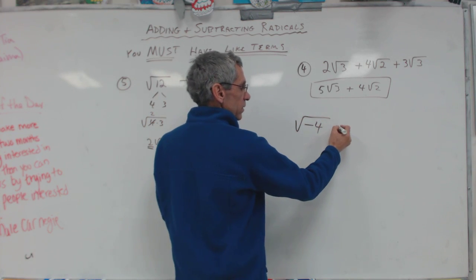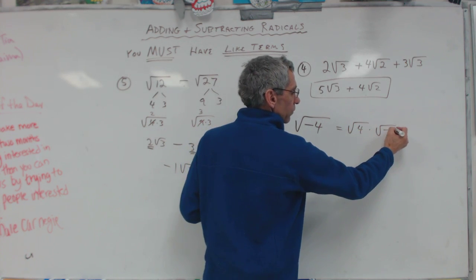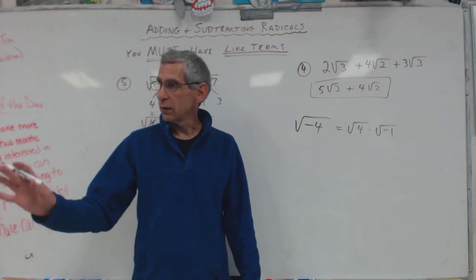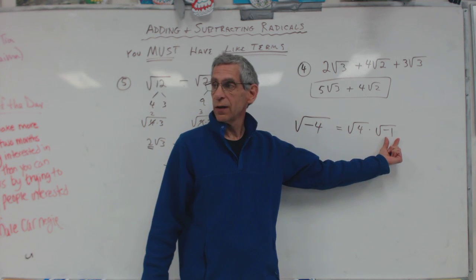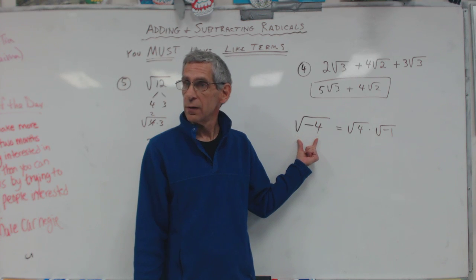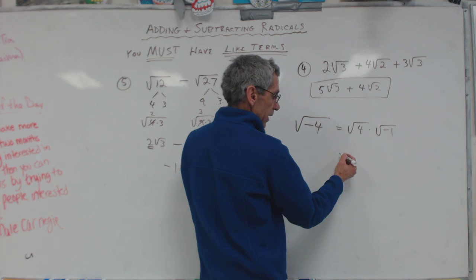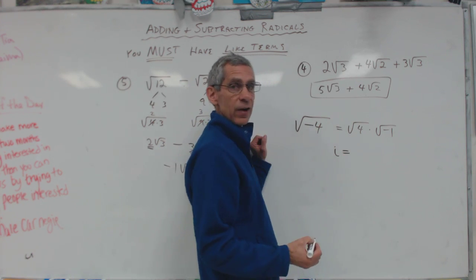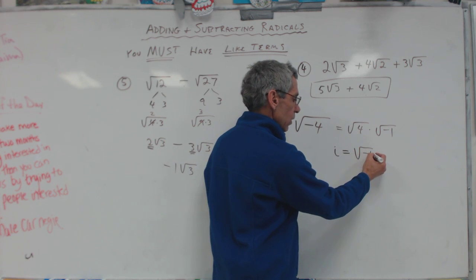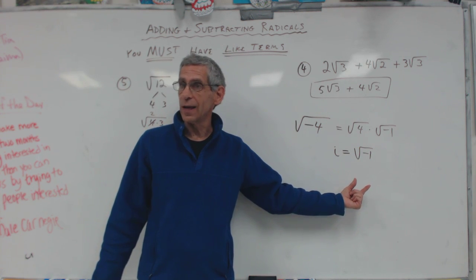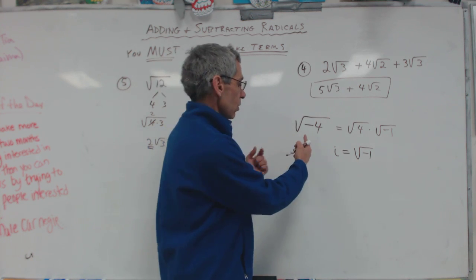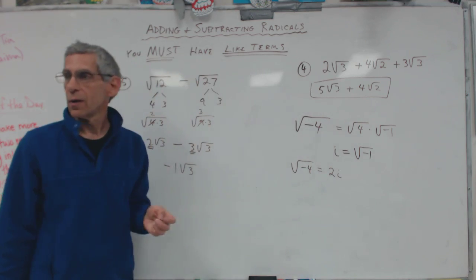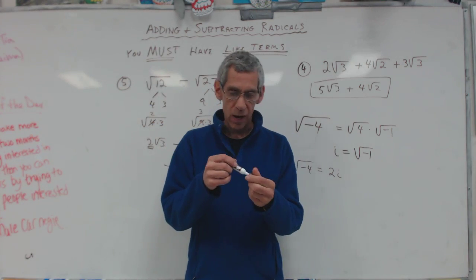The square root of negative 4 is the same as the square root of 4 times the square root of negative 1. Do you agree with me? Yes. So in Algebra 2, you will learn that a little lowercase i stands for imaginary number, and they've given i the value of the square root of negative 1. We don't know what the square root of negative 1 is because we can't figure it out, but we know it's an i. So the answer to the square root of negative 4 is 2i. That's what you'll do in Algebra 2, but we're not going to go there this year.